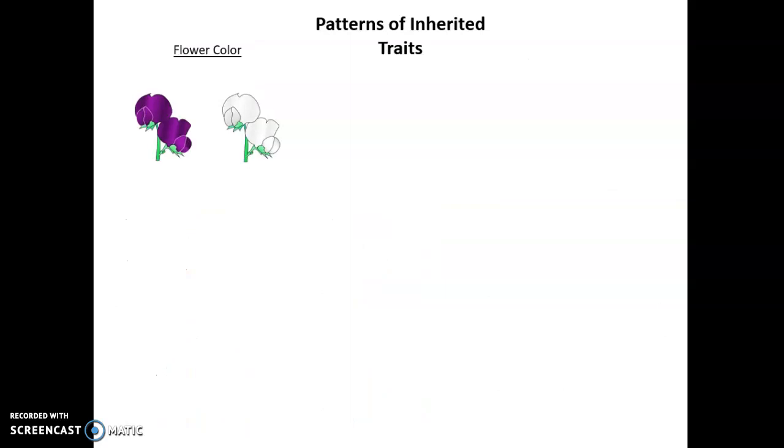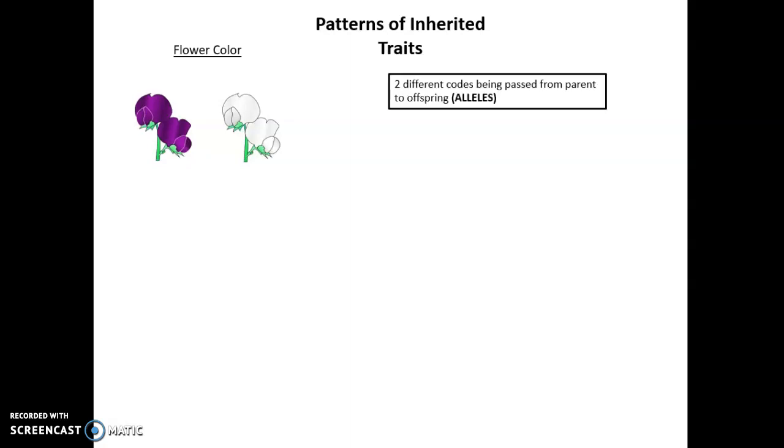Okay, so he started out, let's look at flower color. He noticed that there were a lot of purple flowers and some white flowers. So what he did was he took the purple flowers and bred them only with other purple flowers. And then he took those purple flowers and bred them only with other purple flowers until all he got in that whole garden was purple flowers. And he called those true breeding purple flowers.